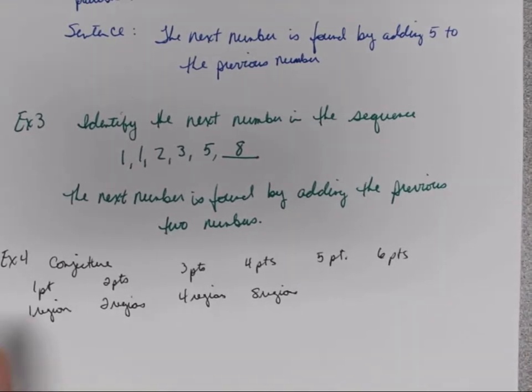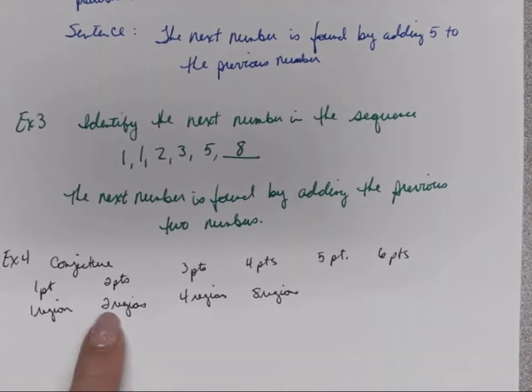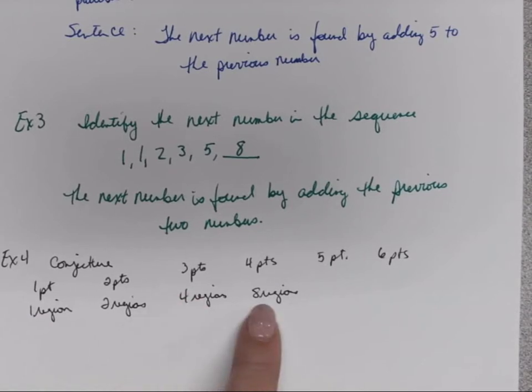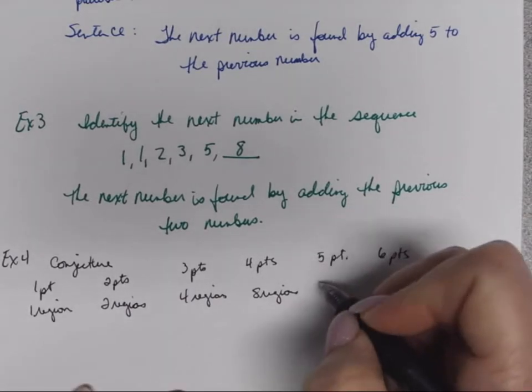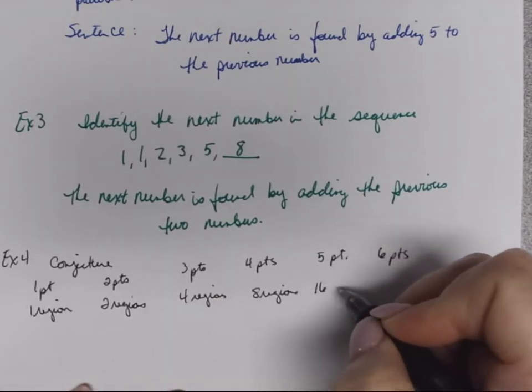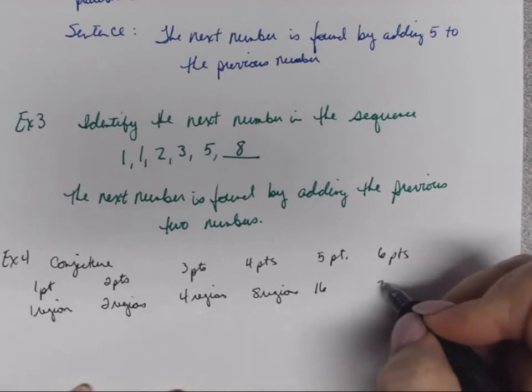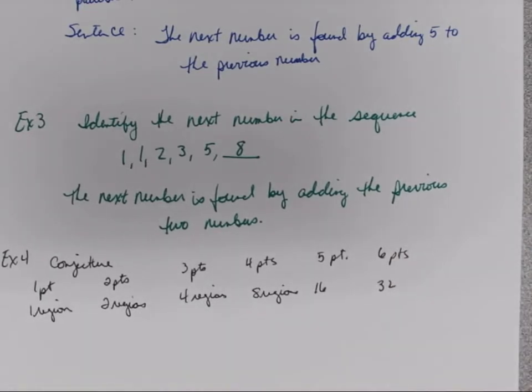So what happens to our numbers? Well, if you look at the pattern of numbers, they're being doubled, right? So 1 times 2 would be 2, 2 times 2 would be 4, 4 times 2 would be 8. So we would expect in 5 that we should get 8 times 2, which is 16 regions, and 16 times 2, we are expecting that we should get 32 regions for 6 points. So that's our conjecture, that's what's going to happen. We're going to have 32 regions.